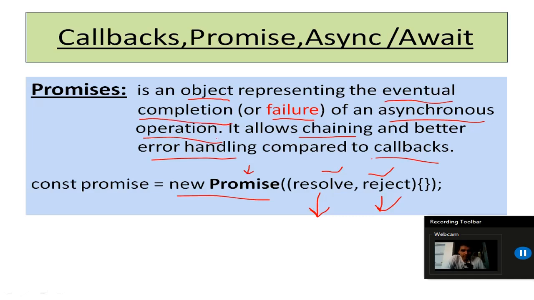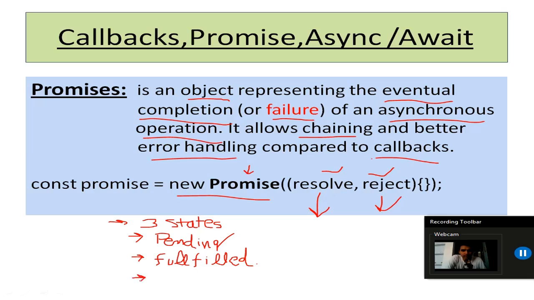Okay, and here eventual completion simply means that a promise has 3 states. Okay, 3 states. So the first one is the pending state, then there is the fulfilled state. If the code runs successfully, then it is the fulfilled state, and the last one is the rejected state. If there is any error, then the promise will get rejected.